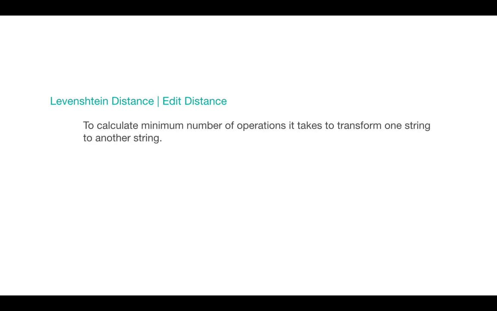Welcome back. In this lecture, we are going to solve another dynamic programming problem called Levenshtein distance. In this problem, we will be given two strings and we have to calculate the edit distance between them. That is, we need to find the minimum number of operations required to transform one string into the other.